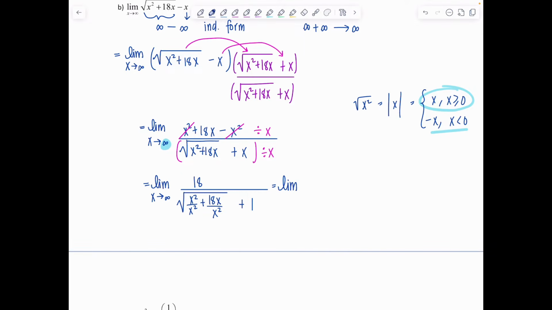Good. So then this is the limit as x goes to infinity, 18 over square root of 1 plus 18 over x plus 1. And then finally, as x goes to infinity, 18 over x is going to go to 0. The denominator is just 1 plus 1, which is 2. So this is 18 over 2, which is 9.